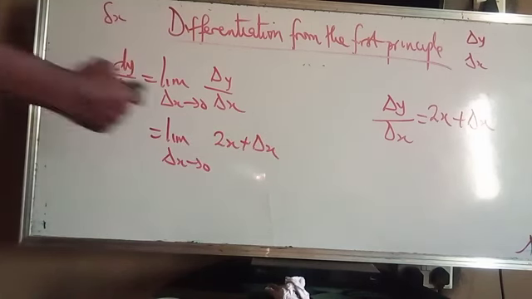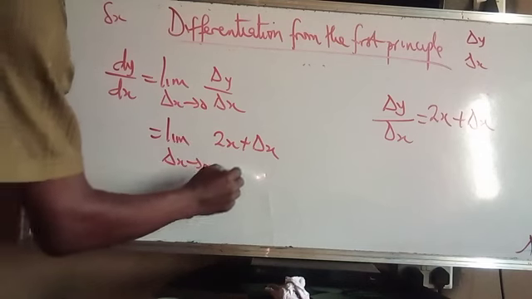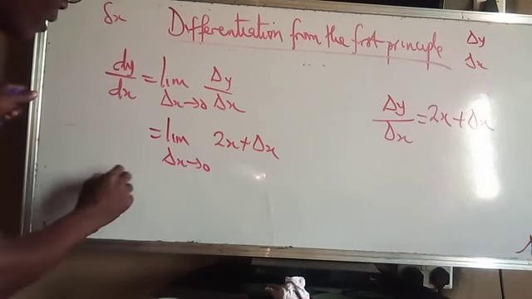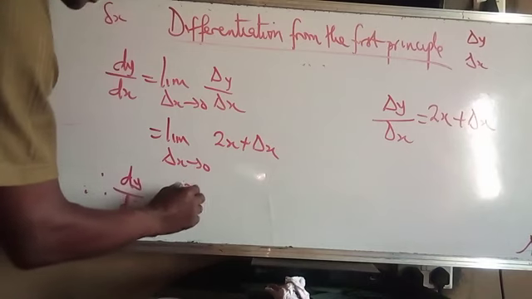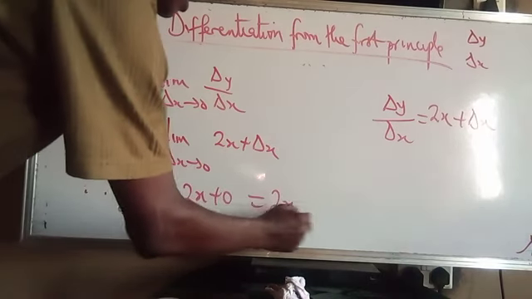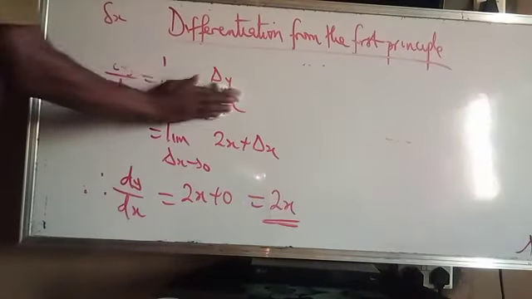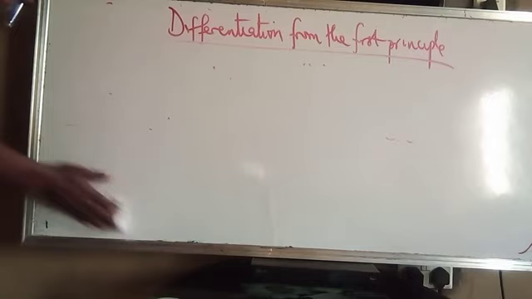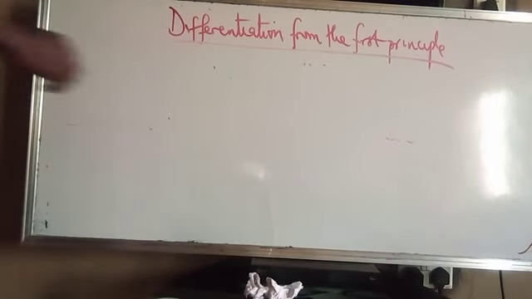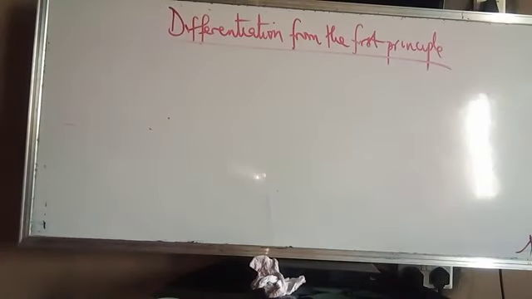So that means that wherever you see delta x or change in x, you put 0 there. So dy/dx will be, putting delta x to be 0, 2x plus 0, which is 2x. Okay? So that is the differentiation of that function from the first principle. Let's look at more examples, because we need to understand this basic concept of differentiation from the first principle very well. Let's look at another example.